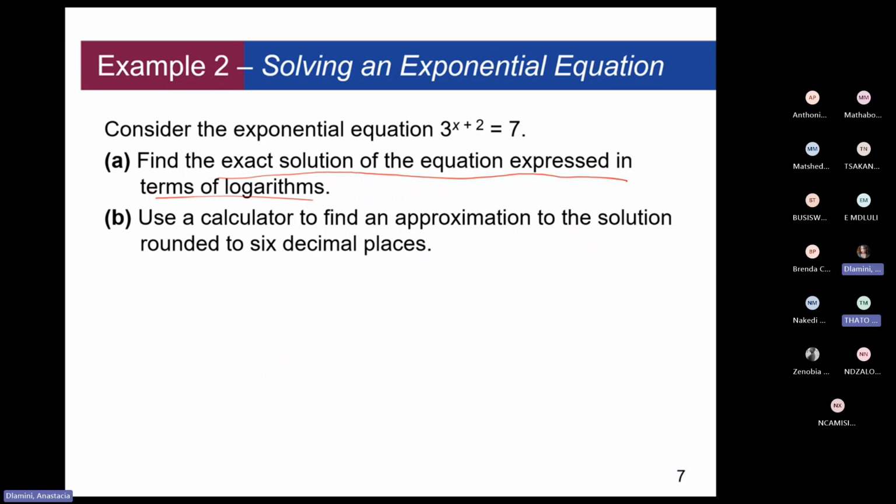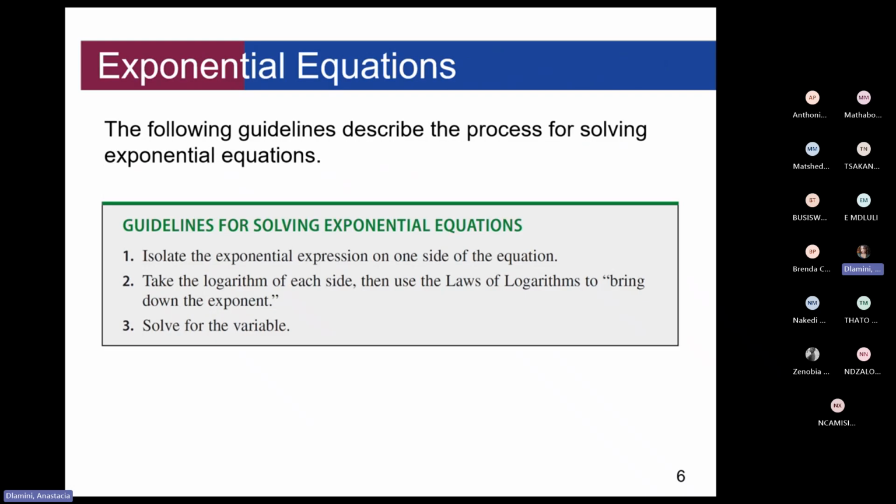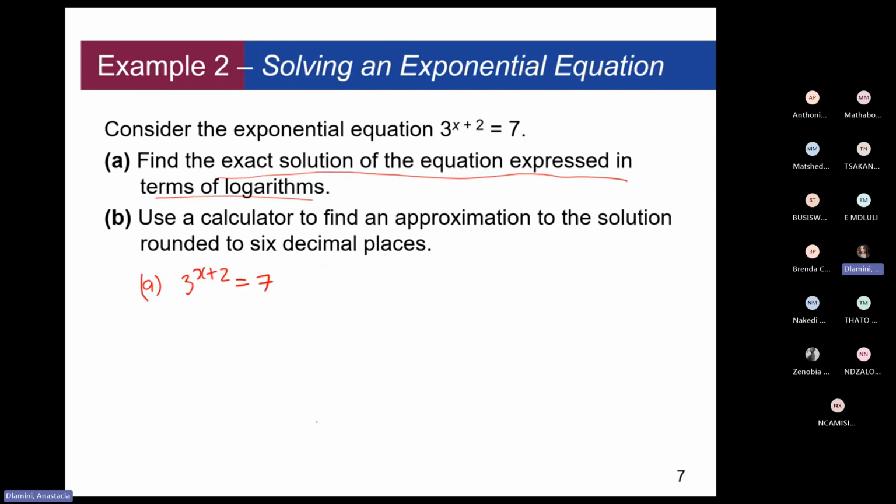Now let's go back to this one. We have 3 to the power of x plus 2, which equals 7. The second step says take the logarithm of each side, then use the laws of logarithms to bring down the exponent. Normally when they say take the logarithm, they mean the common log. Do you remember the common log from the recordings? Yes, ma'am, it's log base 10. So if I write log of x, this means log of x base 10.